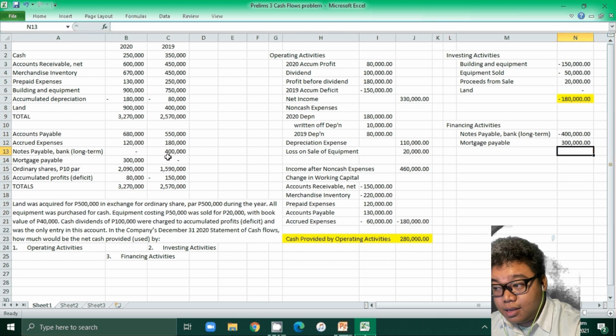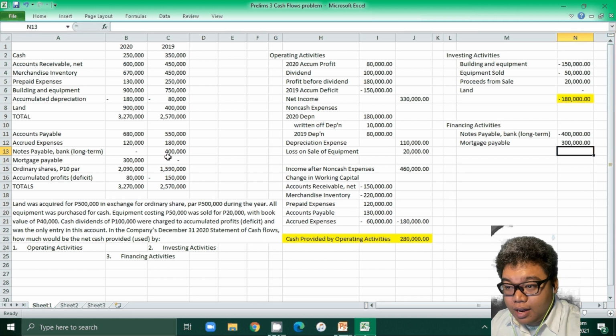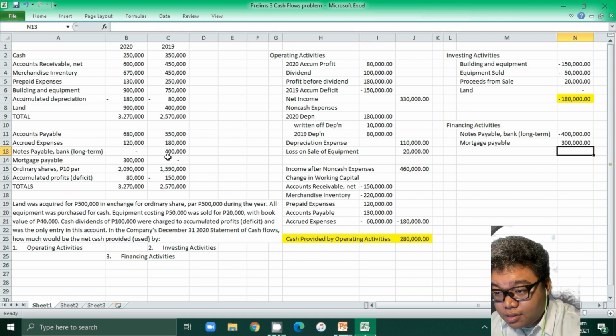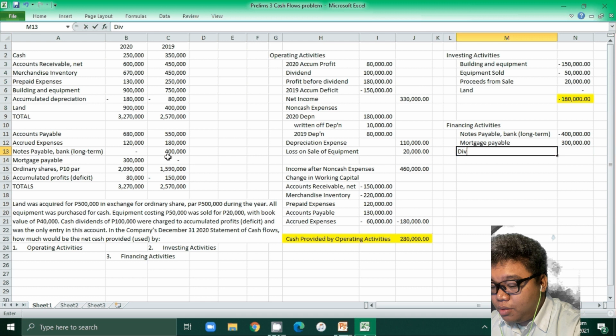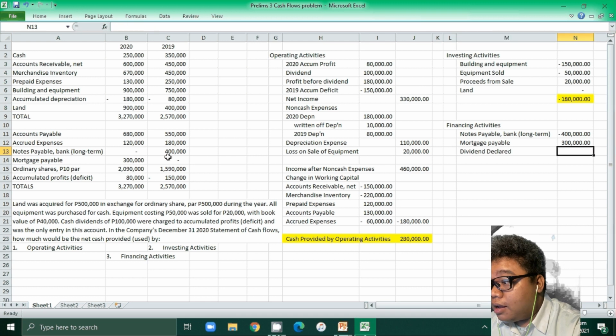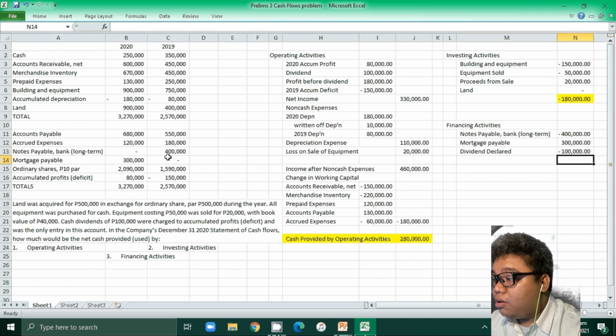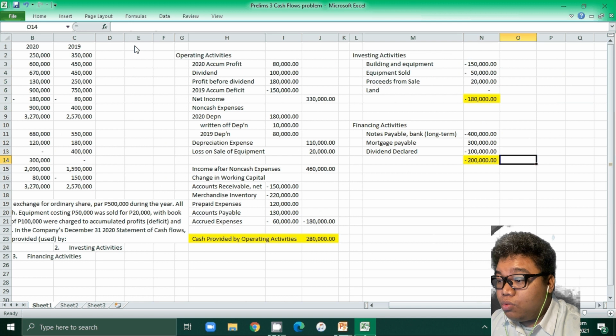What else? We need to consider here that land was acquired, 500,000, which is non-cash. We also have cash dividend. In here, there is a cash dividend declared of 100,000. So dividend declared would be an outflow for financing activities. So the total cash used for financing activities would be 200,000.